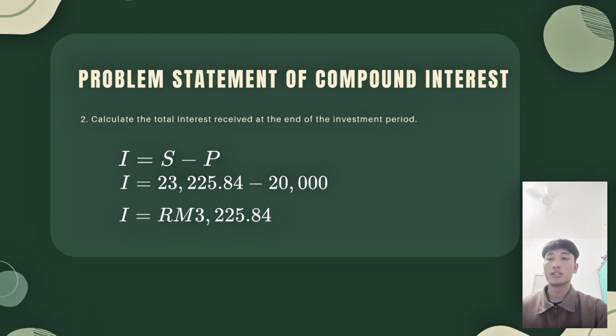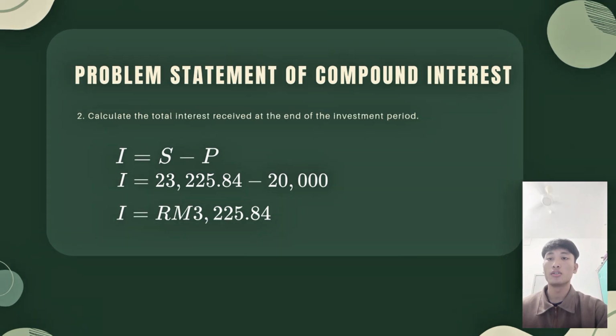The second question asks us to calculate the total interest received at the end of the investment period. So the formula will be I equal to S minus P. S will be 23,225 ringgit and 84 cents minus P, which is 20,000. So the answer we will get is 3,225 ringgit and 84 cents.